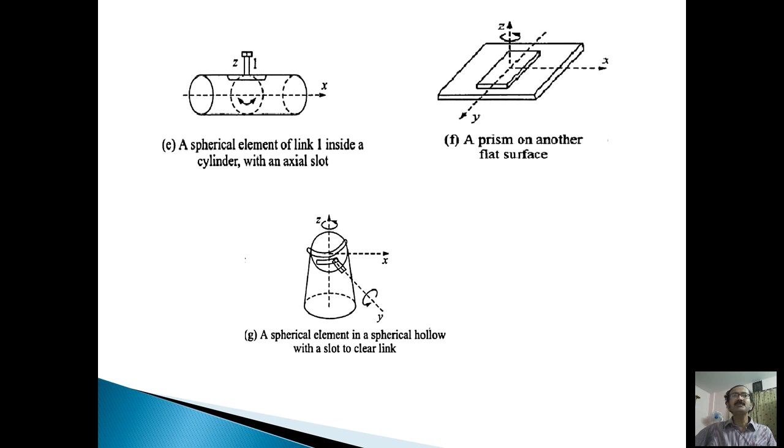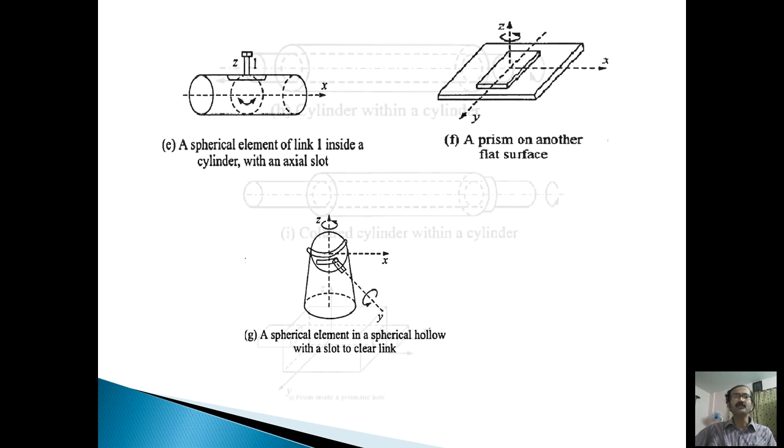In diagram G also, the spherical ball in a slotted socket. In this case, the total number of resistances on translatory motion is 3, and on rotary motion is 1. So the total number of resistances is 4. So it is the class of pair 4 and the degree of freedom is 2.